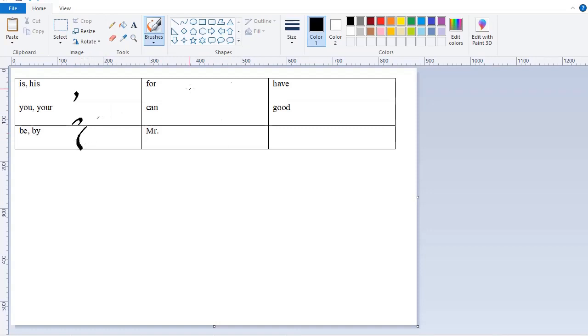And then for is represented by, of course, for, it's F stroke. Can is represented by your K stroke. Mr. is represented by your M, and then your R stroke. And then have, it's represented by your V stroke, and then good is represented by your G stroke. Okay, so now don't get confused.